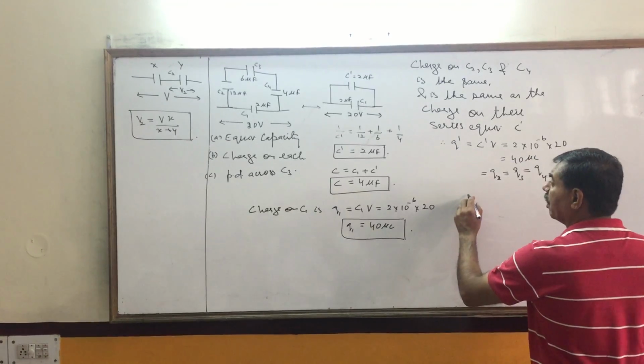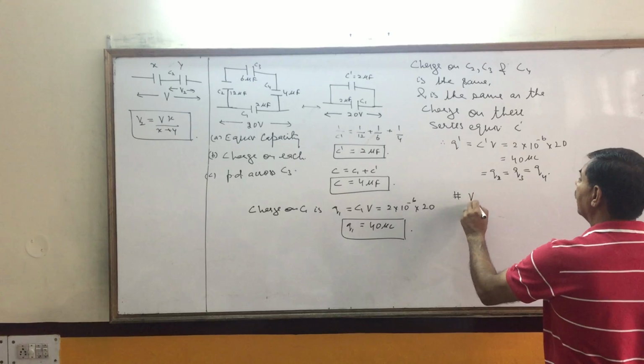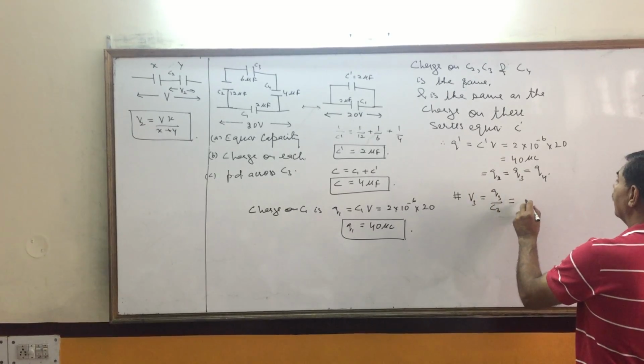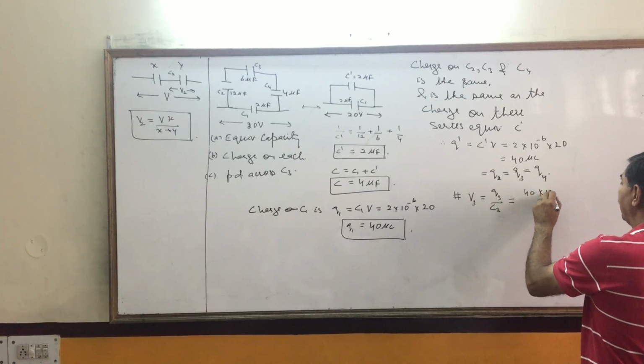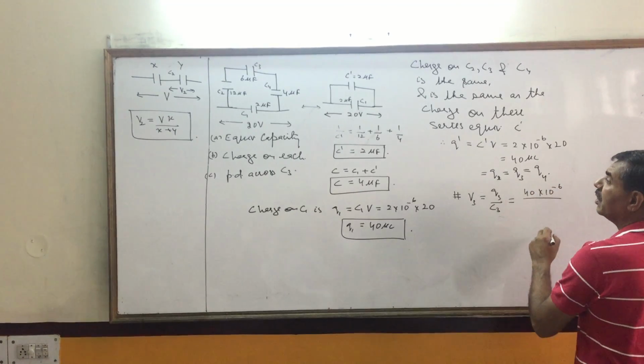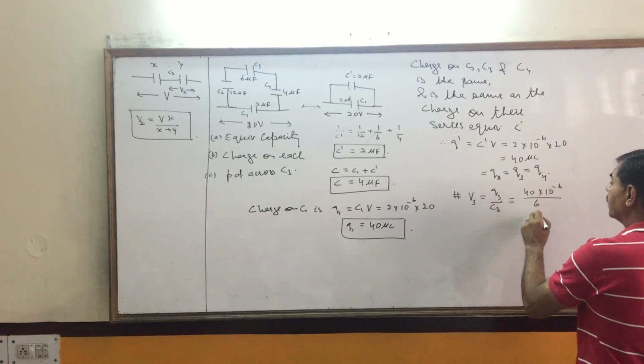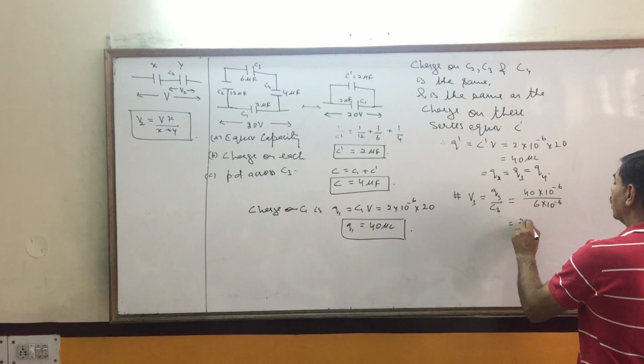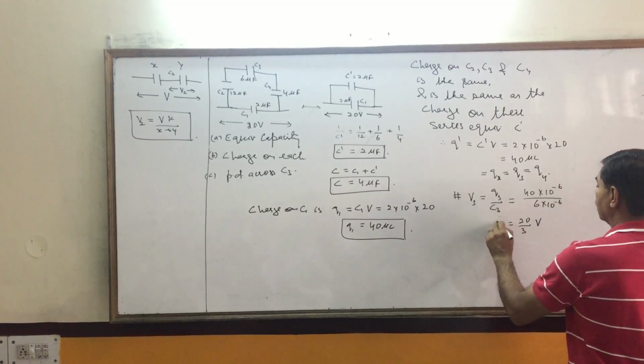The potential drop across C3, V3, is Q3 by C3. Q3 is 40 into 10 to the power minus 6 and C3 is 6. How much did it come to? 20 by 3 volts.